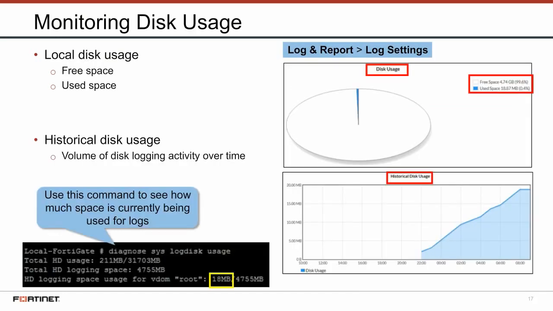The Log Settings page displays two charts to visualize disk space. Disk usage, which is a pie chart illustrating the free and used space on the internal hard drive, and historical disk usage, which displays the volume of disk logging activity over time. These charts may not be visible if disk logging is disabled. The diagnose sys log disk usage command allows you to view detailed information about how much space is currently being used for logs. FortiGate uses only 75% of the available disk capacity to avoid a high storage amount, so the percentage refers to the 75% that is available.